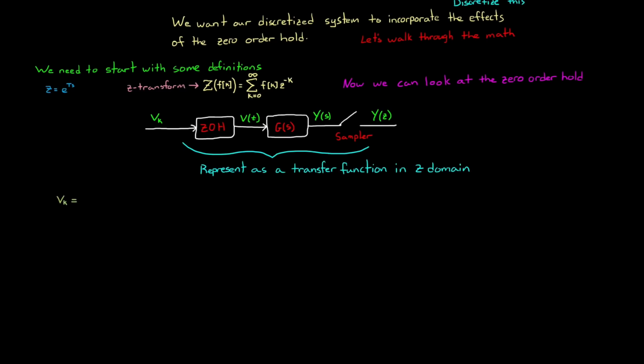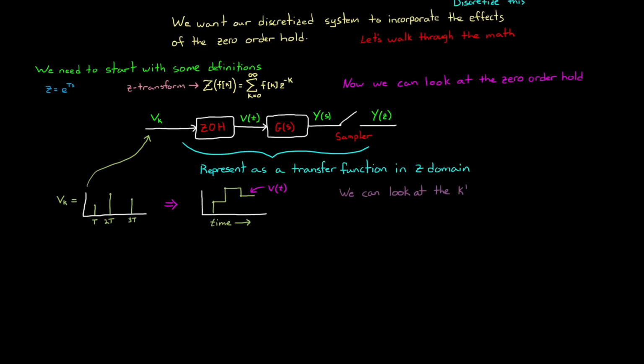The input signal vk has a value every T seconds. Now after the zero-order hold, it looks like a staircase with one stair or a pulse every T seconds. Let's look at an arbitrary pulse k somewhere in the middle of the signal. The pulse starts at time k times T and ends one sample time later at k plus 1 times T. Also, the height is constant the entire time with a value of vk for that sample number.